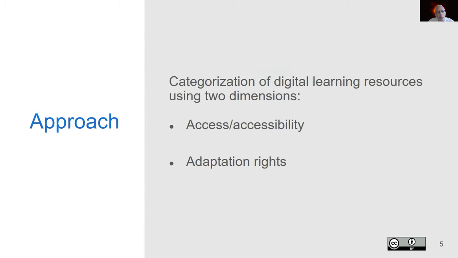So we used two dimensions for this framework. The first dimension was the access or accessibility of a digital learning resource, and the other is the right to adapt those resources. People familiar with open educational resources know that these are the two main dimensions to follow, and therefore for us it was quite clear to use these two dimensions to categorize learning resources.